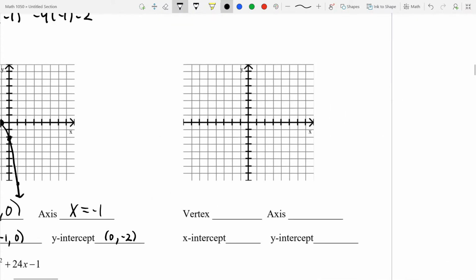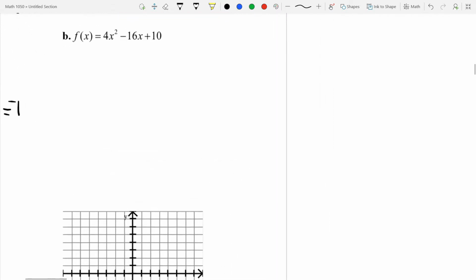Okay? Okay, let's do this one over here. This one's kind of ugly, just so you know. Gets ugly.